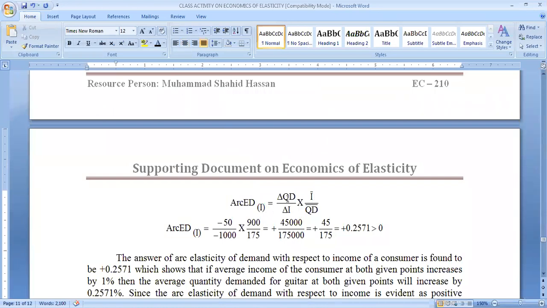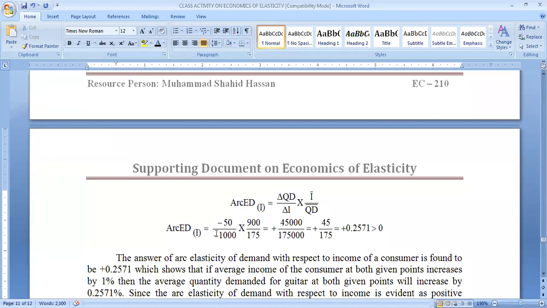In place of delta QD, we substituted its value, which is negative 50. Then in place of delta I, we have substituted its value, which is negative 1000. Then the sign of multiplication appears, and afterwards I bar, the value of I bar we have found is 900. So we have replaced its value with I bar, and the value of QD bar is 175. So we have substituted its value over here.